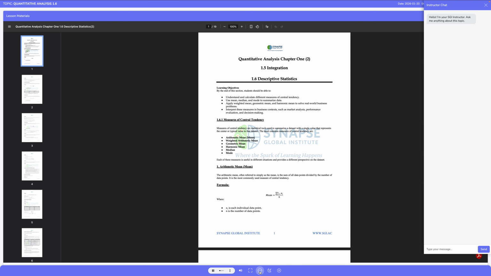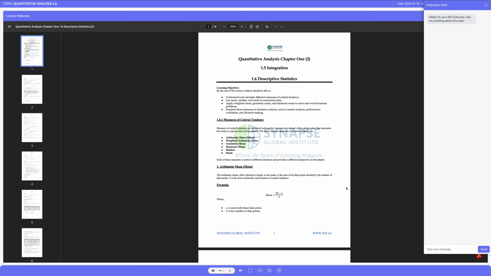The main measures of central tendency covered in this section are the arithmetic mean, the weighted arithmetic mean, the geometric mean, the harmonic mean, the median, and the mode. Each measure is suited to particular types of data and analytical situations, and understanding when to use each one is just as important as knowing how to calculate it.